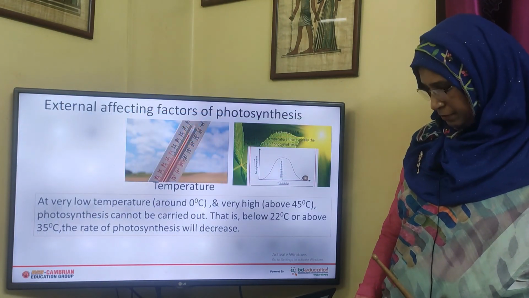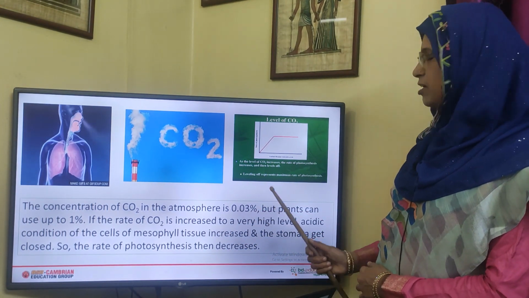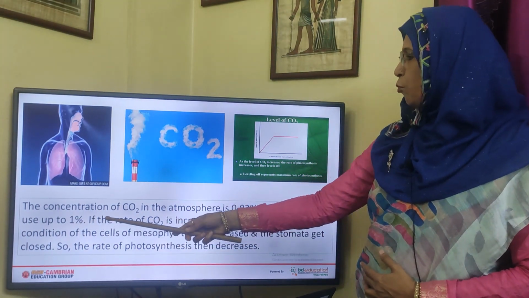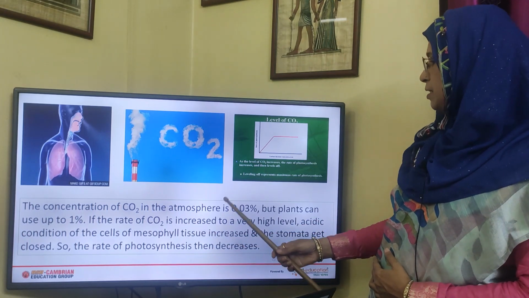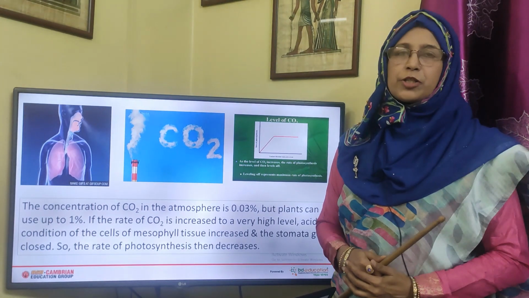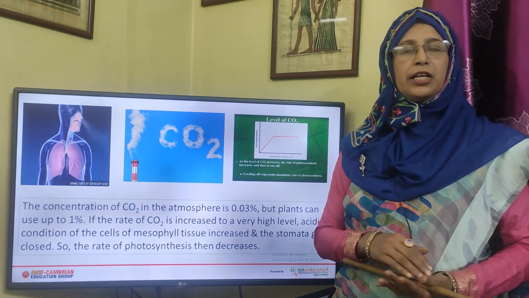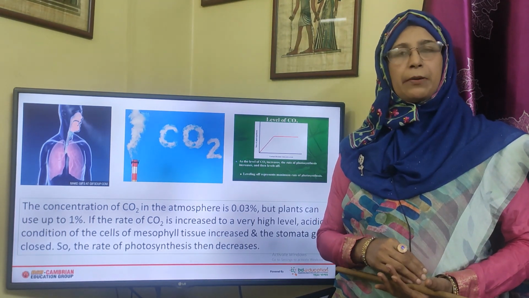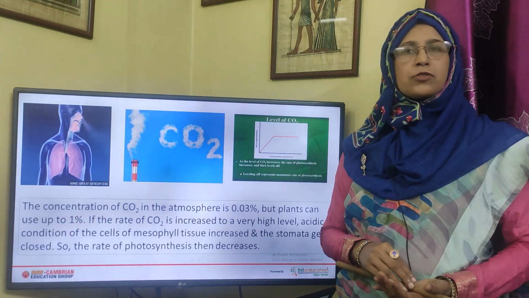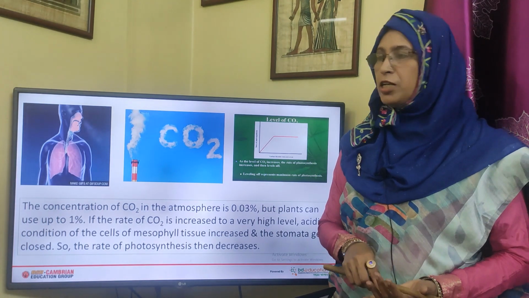Now carbon dioxide. You know that the concentration of carbon dioxide in the atmosphere is 0.03%, but plants can use up to 1% if the carbon dioxide level is increased to a very high level. The acidic condition of the cells of mesophyll tissue. We have learned about mesophyll tissue. What is mesophyll tissue? Beneath the upper epidermis of the leaf, there are two types of parenchymatous cells. The upper part is palisade parenchyma and the lower part is spongy parenchyma. These two parts contain more chlorophyll, and altogether are known as mesophyll tissue.